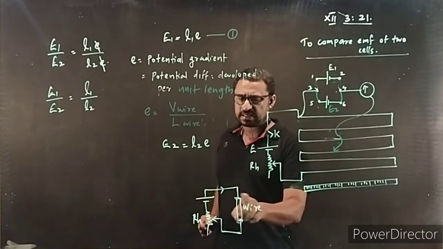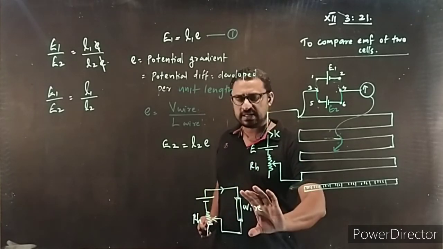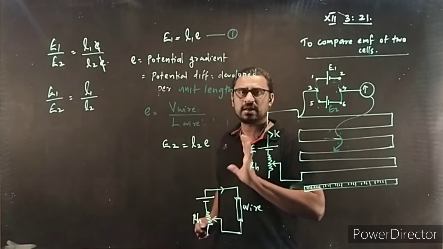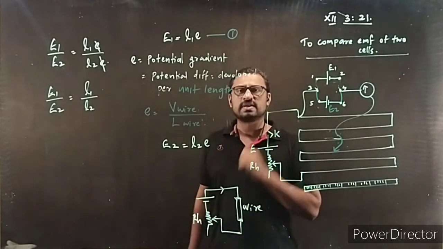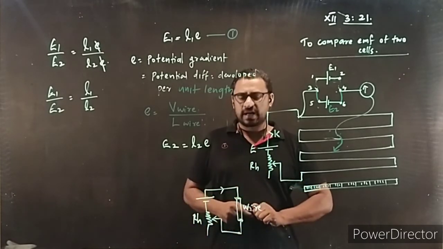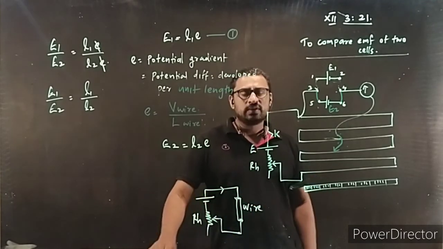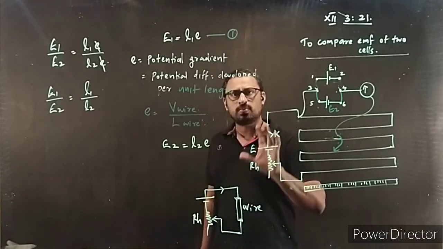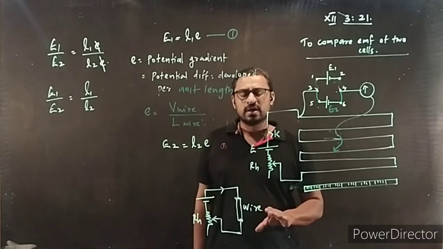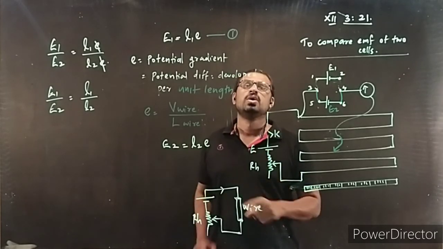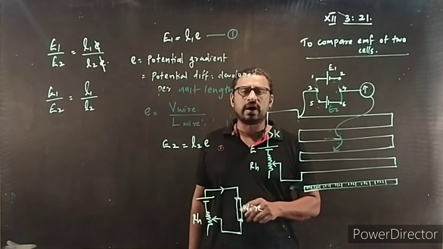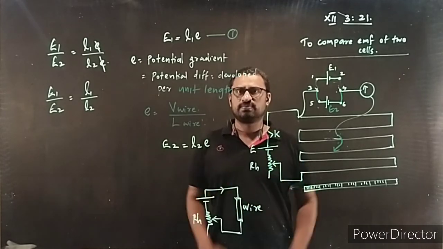Just imagine these are two resistors connected in series. One is the potentiometer wire and the other is the rheostat. When the rheostat value is high, current will be low. If current is low, the potential difference across the wire will be low. If the potential difference across the wire is low, the potential gradient will be low. If the potential gradient is low, more length will be required to balance the EMF. That's all.